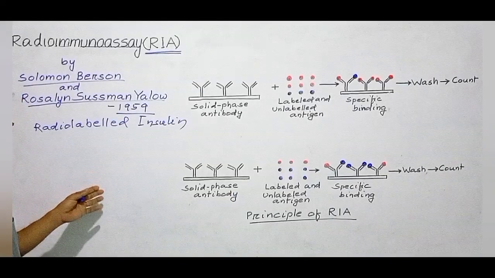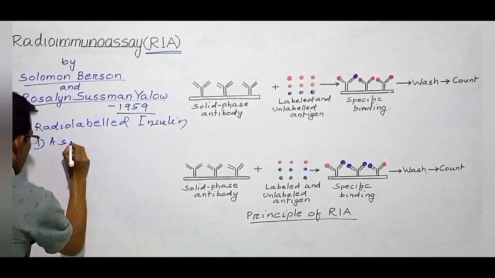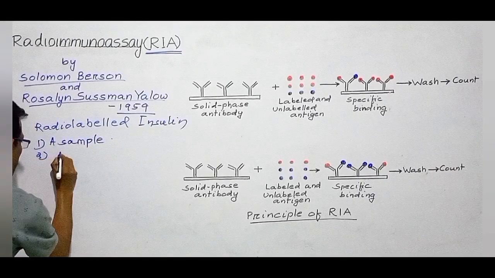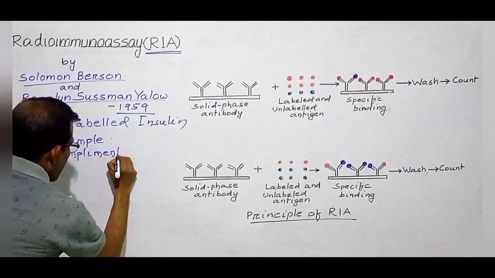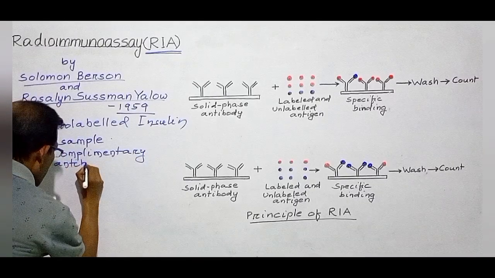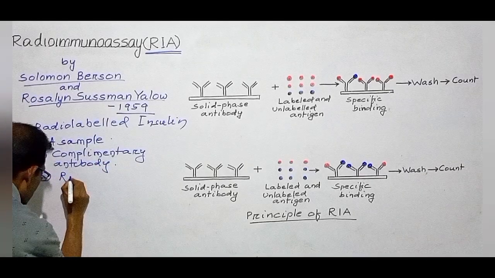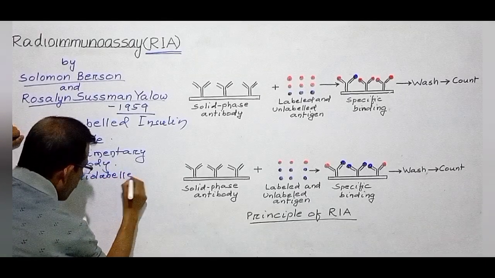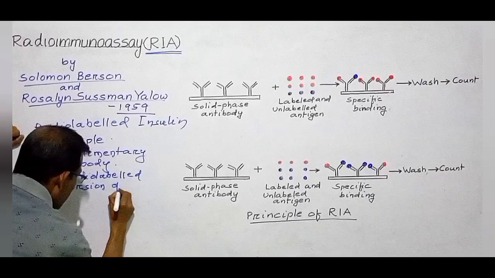In order to perform a radioimmunoassay, we require number 1, a sample containing the antigen of interest; number 2, a complementary antibody; and number 3, a radiolabeled version of the antigen.